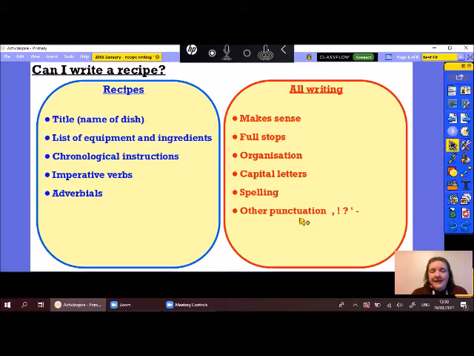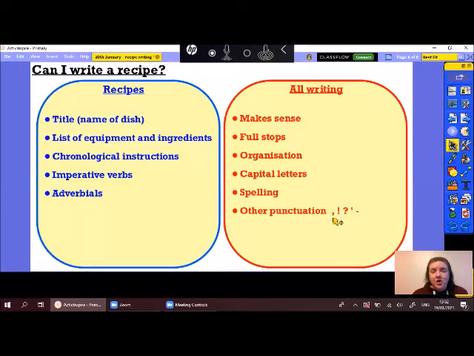The last thing we're checking for is our other punctuation. The good thing about checking for punctuation in a recipe is that it's fairly simple. We don't really need exclamation marks. Nobody's exclaiming anything and nobody's shouting. We don't really ask questions in a recipe either. Apostrophes are usually used when we're contracting words, making them shorter, like turning do not into don't, or cannot into can't, or should not into shouldn't. Those things don't really come up in a recipe.